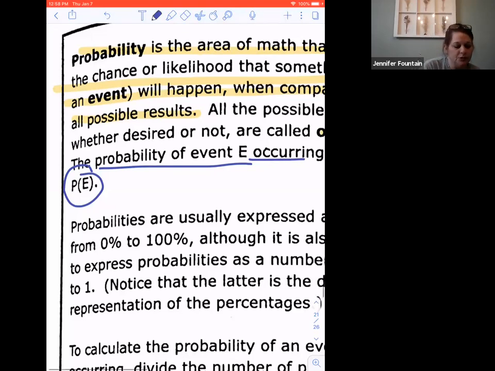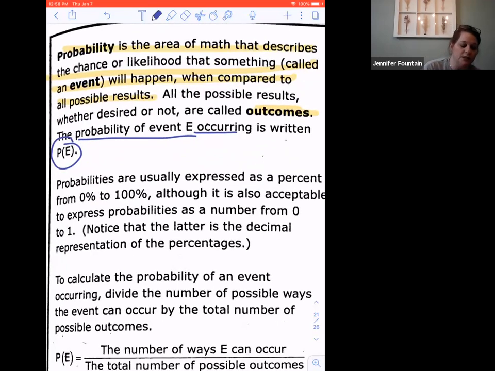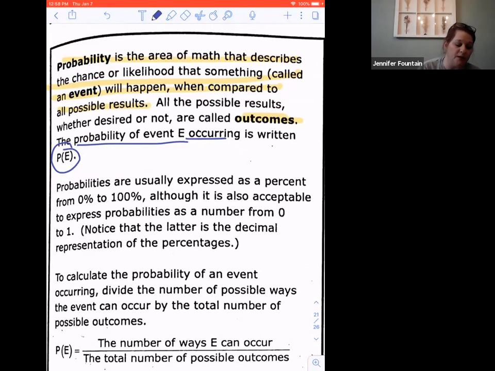It says probabilities are usually expressed as a percent from 0 to 100, although it is also acceptable to express probabilities as a number from 0 to 1. Notice that the latter is the decimal representation of the percentages. If I talk about something that's 90%, that's less than 100%, or less than the whole number 1, since 100% written as a decimal converts to just the number 1. So we're talking about the chance of something happening from 0 to 100%.